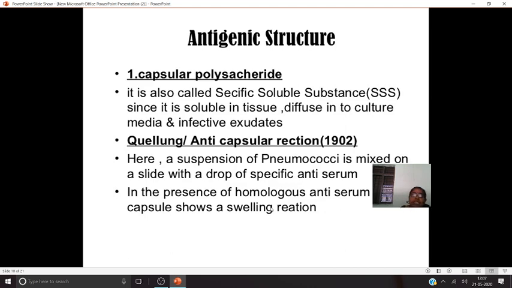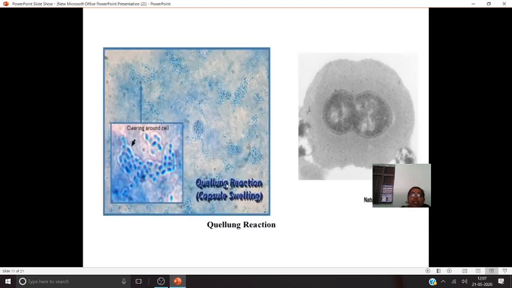In the later slide I will show. So this is the swelling reaction, capsular swelling. If you are seeing the cell, the swelling reaction is seen around the cell. This swelling reaction is called the Quellung reaction. It is only seen in pneumococci.